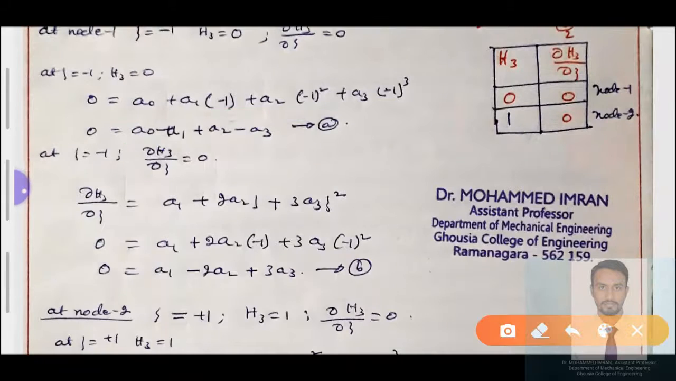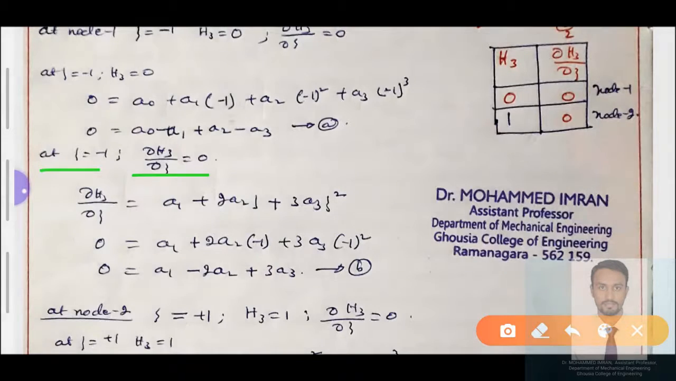Again you can check the value becomes 0. In the first condition, h1 is 1, h2 is 0, h3 is 0, and h4 also becomes 0. You can check, only this remains the same, the value gets shifted, one will get shifted, that's all. Equation number A remains the same, only the left hand side value will change, the right hand side value will remain the same. At zeta equals minus 1, there is no rotation with respect to node number 2.